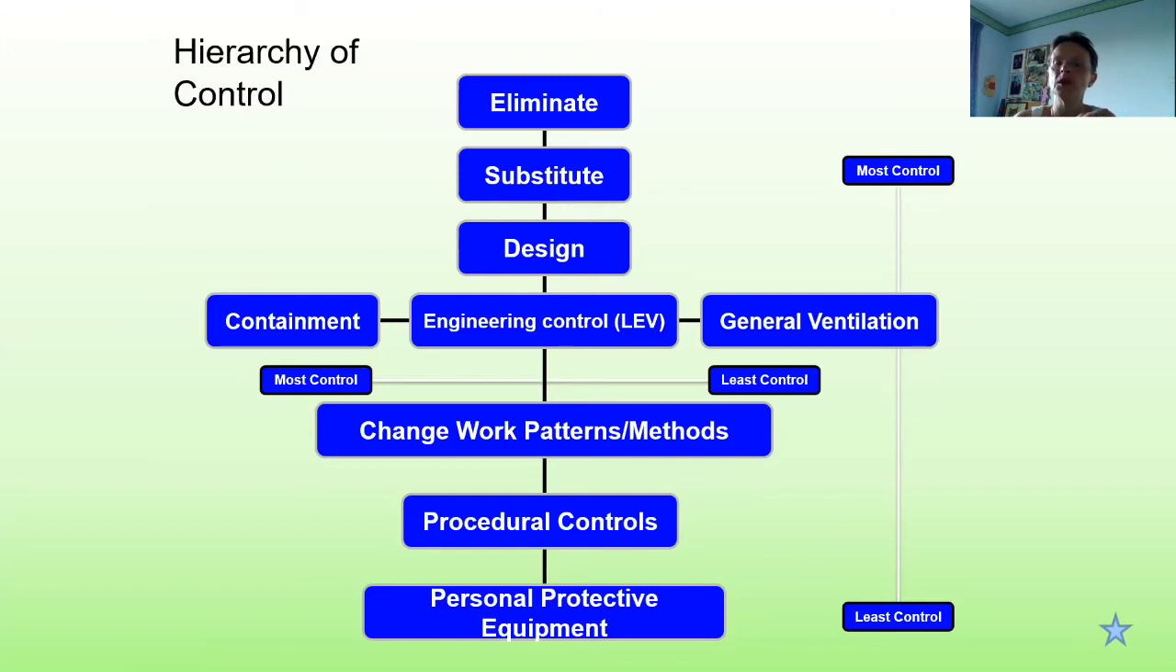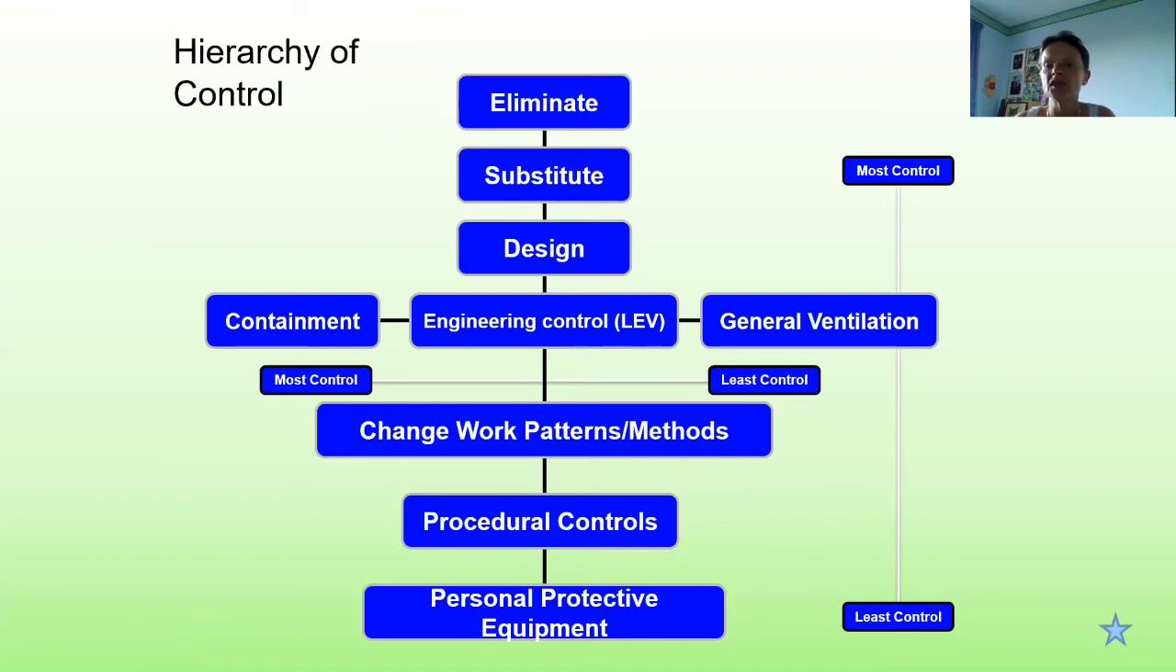If you've got a toxic substance, have we got one that isn't toxic? If it's got a solvent in it, can we have a water-based one? If you've got a powder, can we buy it as a paste? Then can we look at the design of the task to reduce exposure? Can we contain it in a glove box or a fume cupboard? Can we use local exhaust ventilation? Can we use general ventilation just to reduce people's exposure?